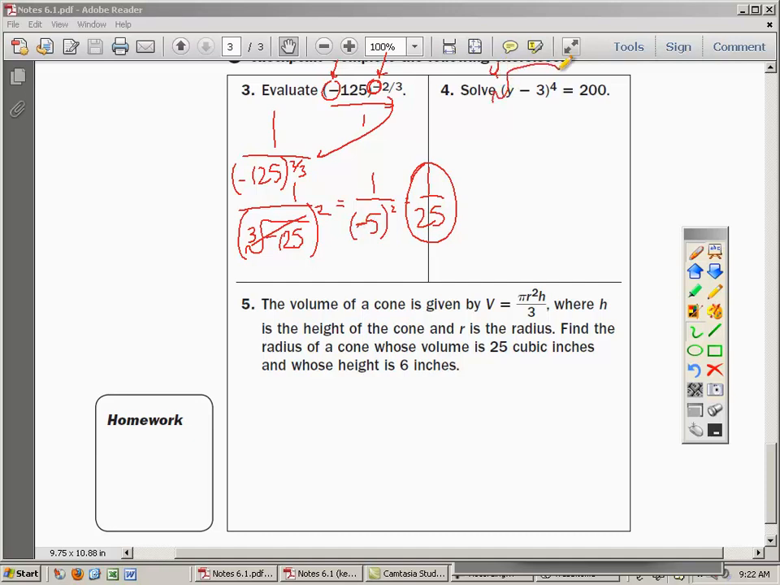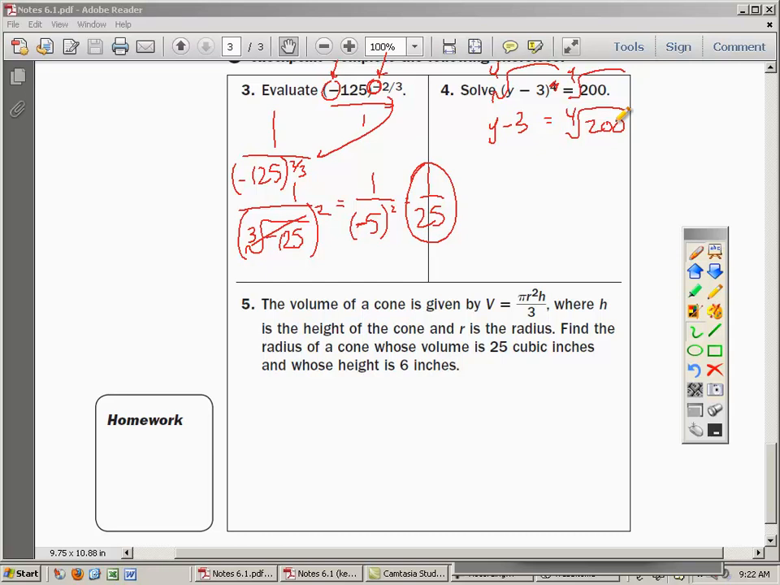All right, so let's take the 4th root of both sides because I want to isolate this y minus 3. To get rid of the 4th power, we take the 4th root. Y minus 3 equals the 4th root of 200. Now, the 4th root of 200 does not come out to a nice number. In fact, it comes out to approximately 3.76 according to what I have here.